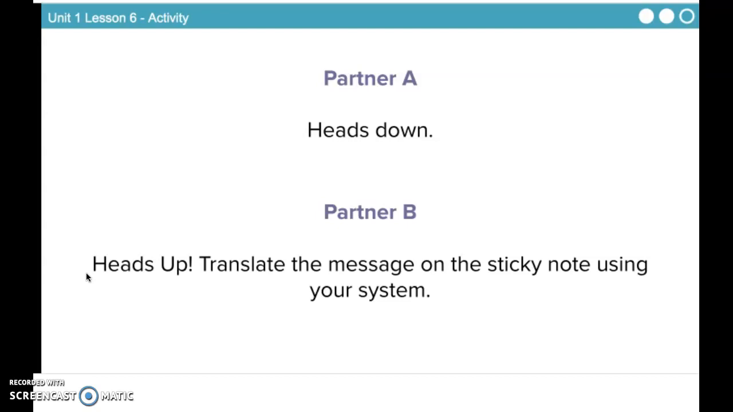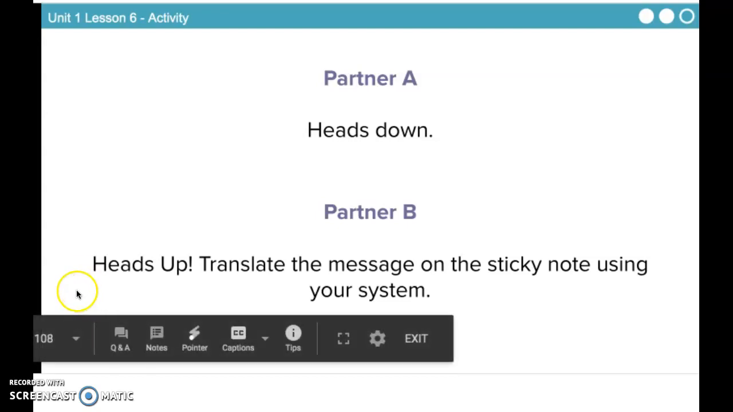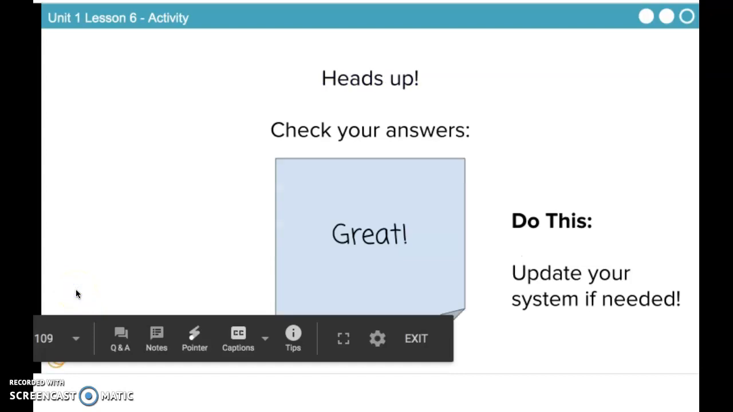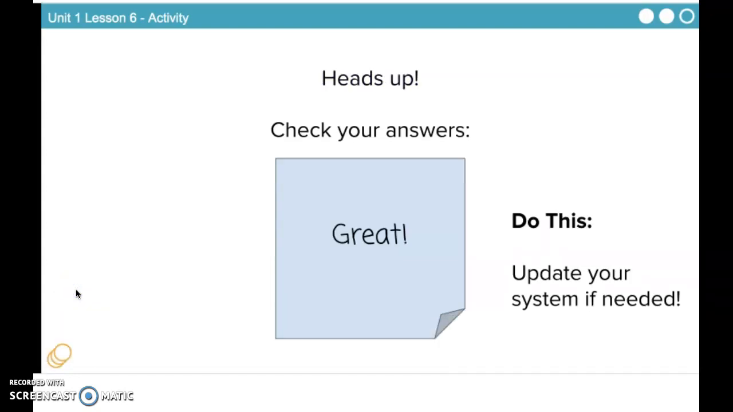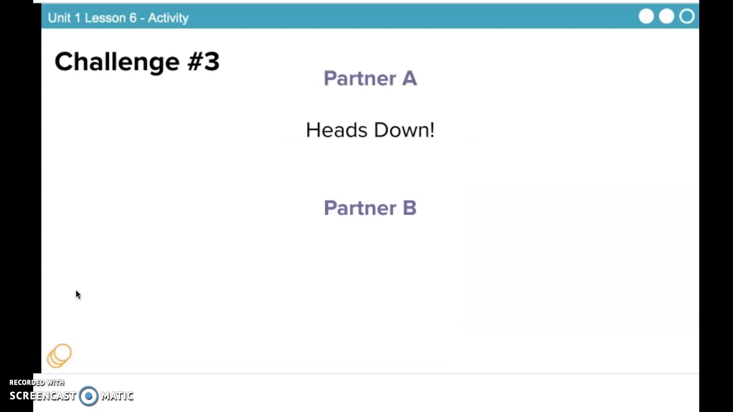I don't know why it's saying that partner A has to keep their head down. I'm not really sure why. Partner B, heads up. Translate the message on your sticky note using your system. And you'll see that the answer should be great. If it wasn't, update your system. Okay. All right, we're up to challenge 3. Partner A, heads down. Partner B, be ready. Make sure that partner A, that their head is down. And let's continue.